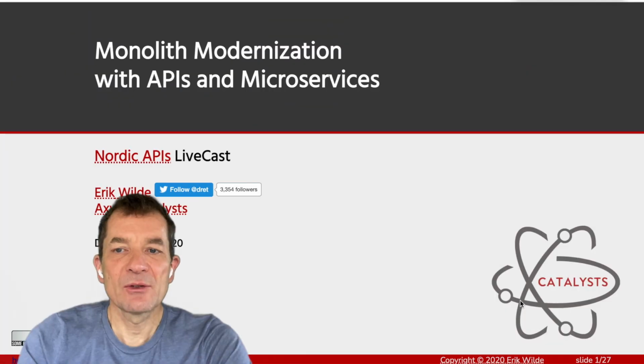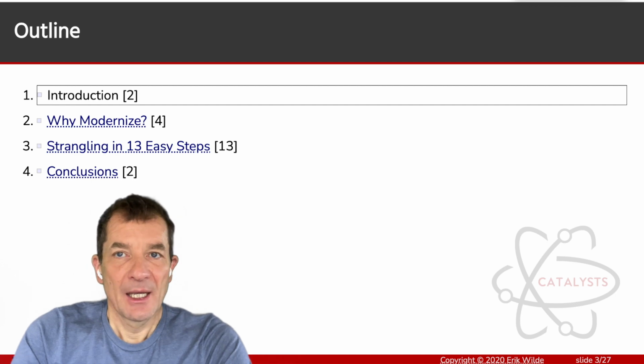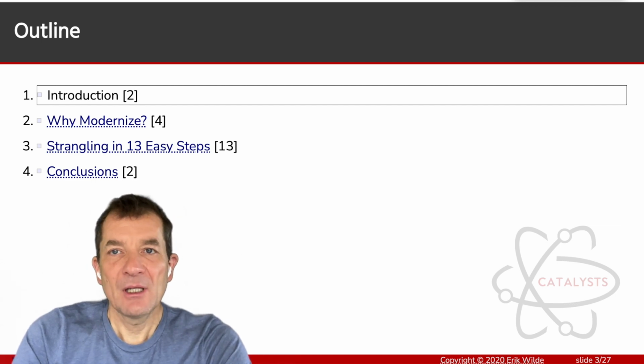And what we'll look at today is a relatively simple pattern, how you can do that. And it's called the Strangler Pattern. And what I want to do today is briefly talk about why you might even want to do it. It shouldn't be something that you just do because others are doing it. You should think about why you're doing it.